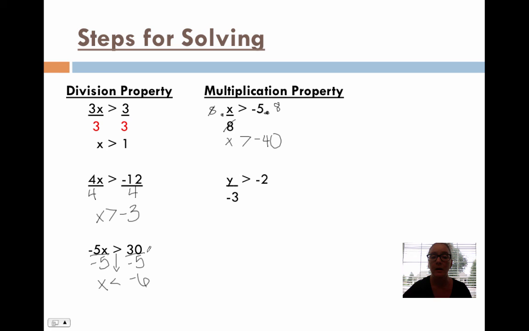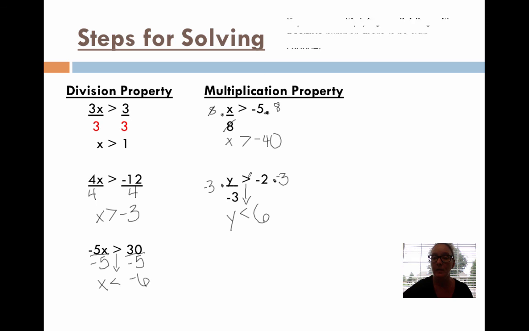Okay, on this one, how do we get rid of this? Well, we need to multiply by a negative 3. So if we're multiplying or dividing by a negative number, that's when we need to change the direction of the inequality. So I'm multiplying both sides by negative 3. So now we have y, and then we flip the sign, and it's greater than positive 6 because negative 2 times negative 3 is positive 6.